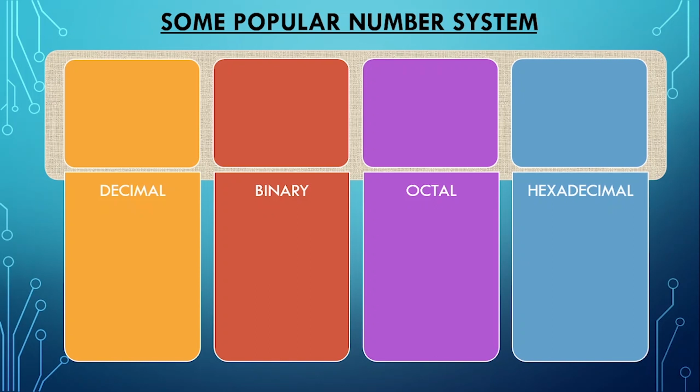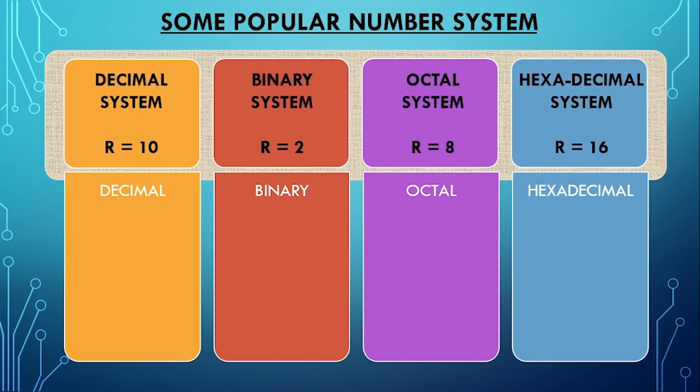So the decimal number system has a correlation with 10, so we can say that for the decimal system the radix is 10. For the binary system, due to the presence of "bi" in its name, the radix of the binary system is 2. For the octal system, due to the presence of "octa", the radix is 8, and the hexadecimal number system has a radix of 16. Here capital R represents the radix of that particular number system.